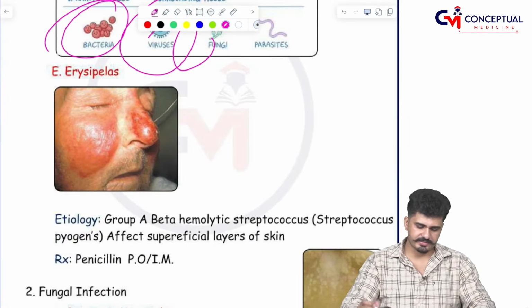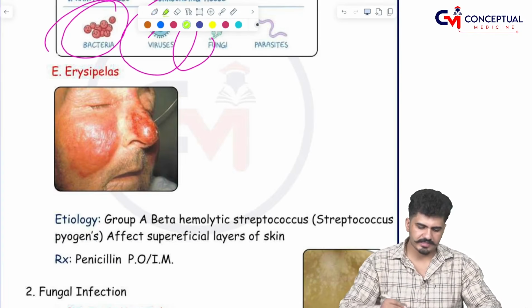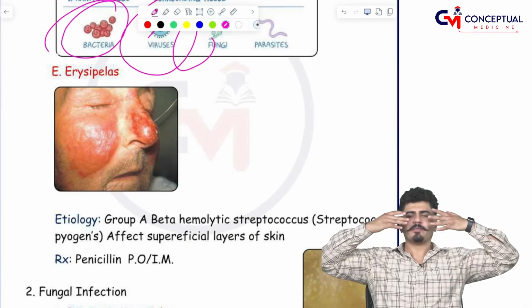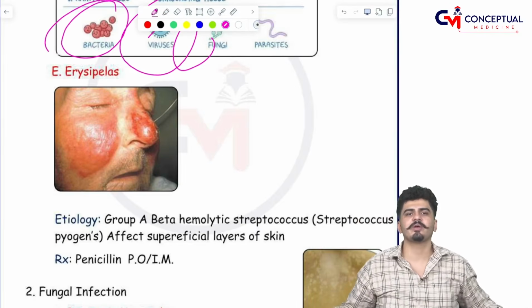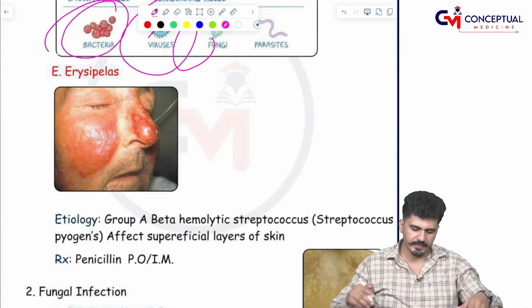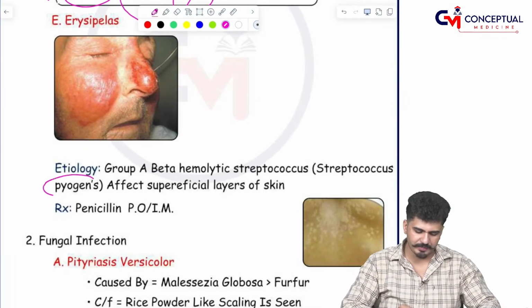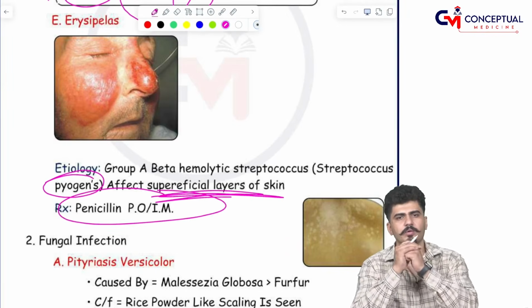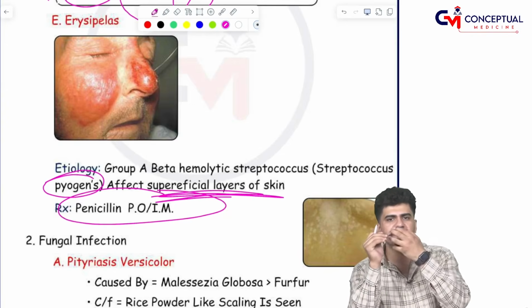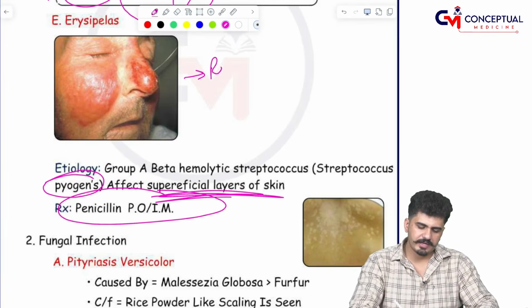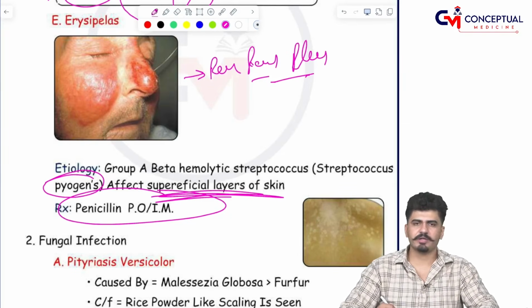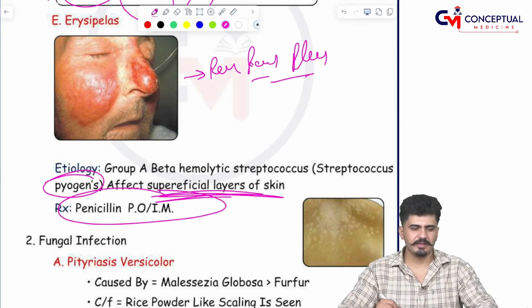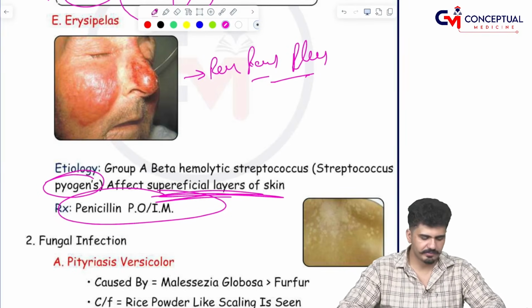Erysipelas, a question asked in the exam. Sir, in erysipelas, what is happening? There is a plastic type of desquamation happening on the skin, and puffy swelling on the skin. So who is causing that? Streptococcus pyogenes, affecting the superficial layer of the skin. Treatment is oral penicillin or IM penicillin. Puffy swelling on the face. Red, puffy, plastic-type swelling is erysipelas. Don't ever confuse it with SLE. SLE is not a puffy swelling, sir.